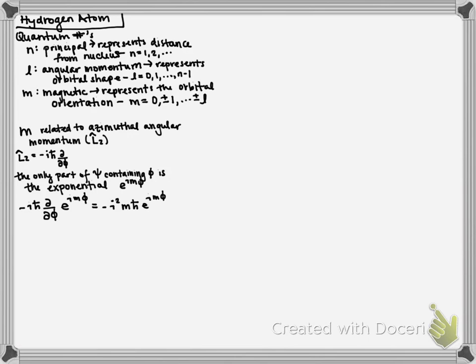If we continue and use the rest of the wave function, that would be an eigenfunction. And this negative i squared m h bar, which is really just m h bar, because negative i squared is just 1, is our eigenvalue. So actually m is the eigenvalue. It comes directly from applying the azimuthal angular momentum operator to the wave function for the hydrogen atom, any wave function. So that always comes out as that eigenvalue.